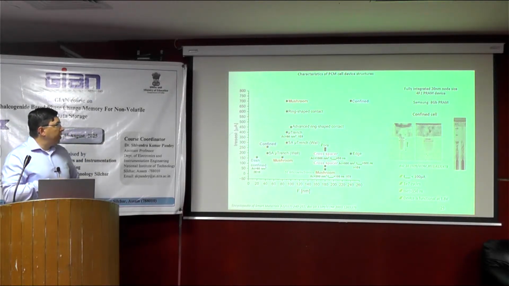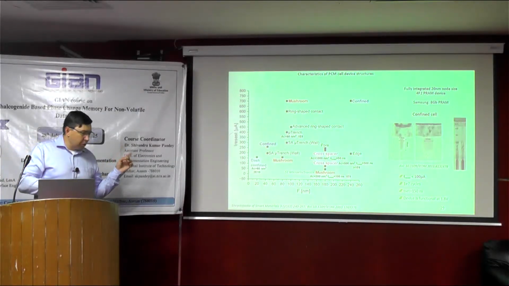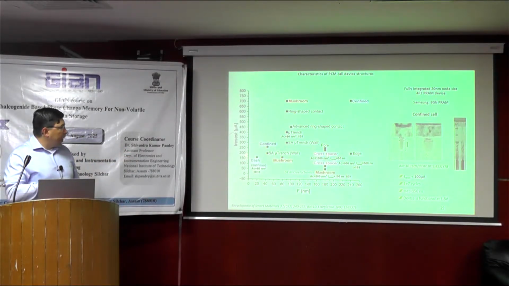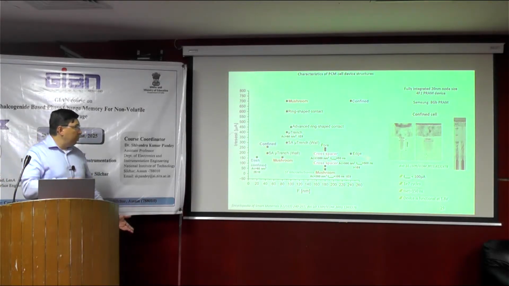So what we can see is that in the mushroom cell, which was the standard cell before, you can reach different currents, but by reducing F, the node, you can get currents on the average of 100 microamps. If you remember from the lecture this morning, we need reset currents in the range of 200 microamps. And if we make lines here, we will see that different types of technologies can meet these requirements.